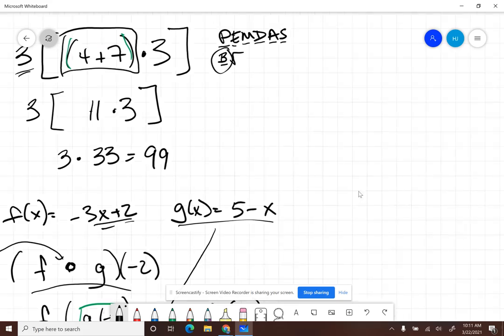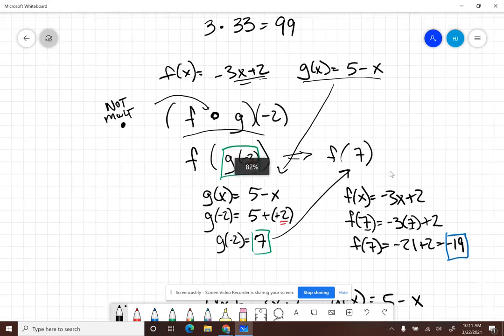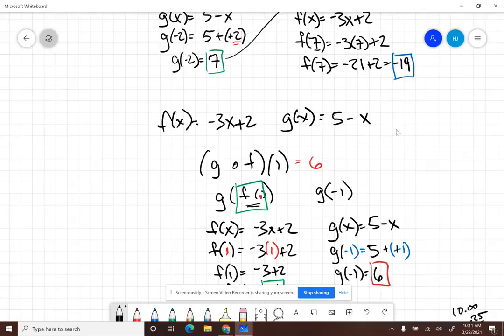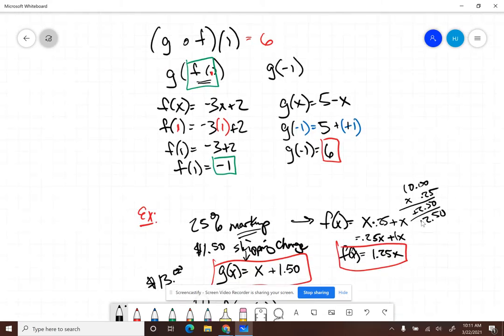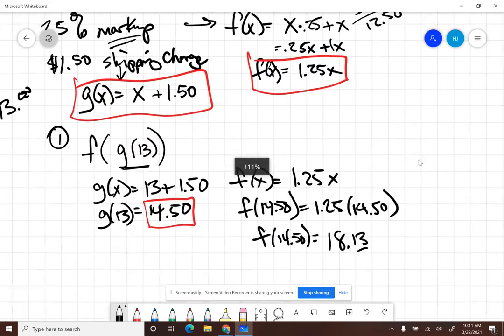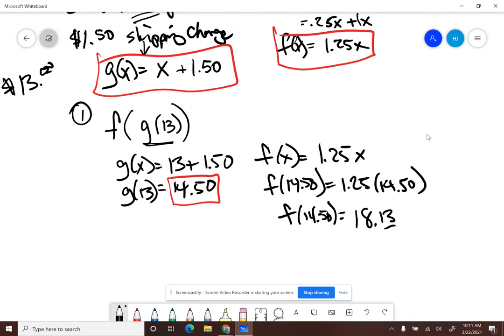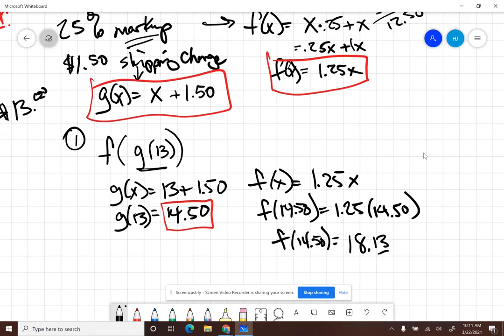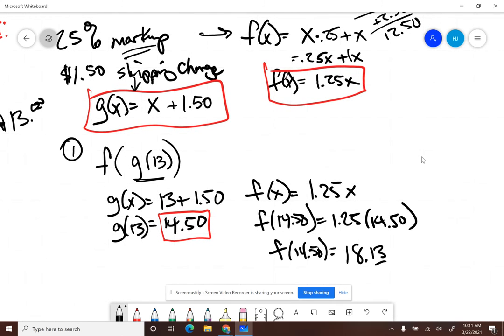Oh, I'm so sorry. Go back. I hit the screen with my finger and it went crazy. All right. So again, if I apply the shipping charge first, it is going to cost $18.13 is what I'm going to be able to charge the consumer. Okay. Think about it from the store's perspective.